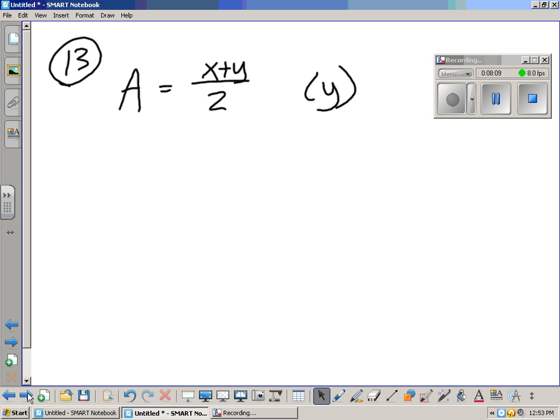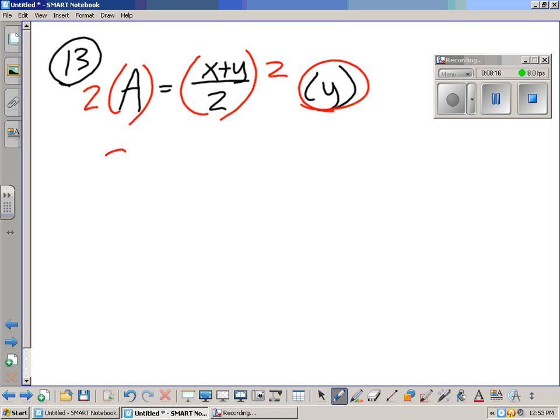Number 13. To get y alone, I'm going to multiply both sides by 2. 2 divided by 2 is equal to 1. 1 times x plus y is just x plus y. And then I'm going to subtract x from each side.